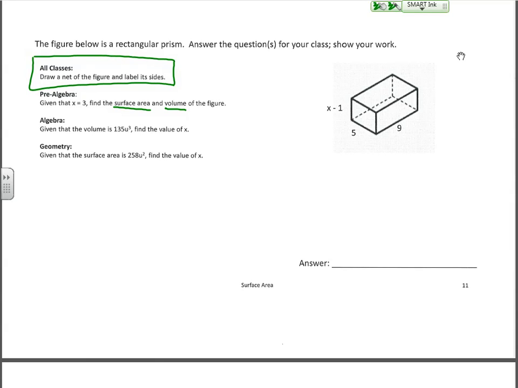I do give you the value for x though, so you can take that, plug it into x minus 1, and that will give you the side length for that side. And then recall that surface area is the area of all the faces, all 6 faces added together. And the volume for a rectangular prism, that formula is base times width times height. Okay.